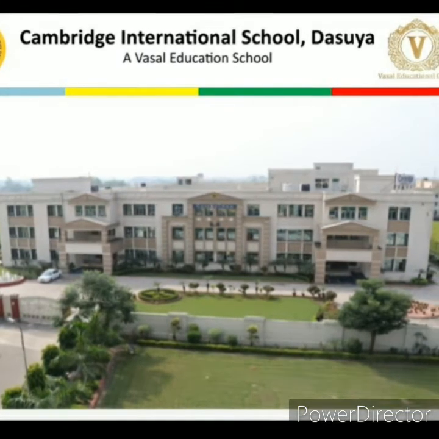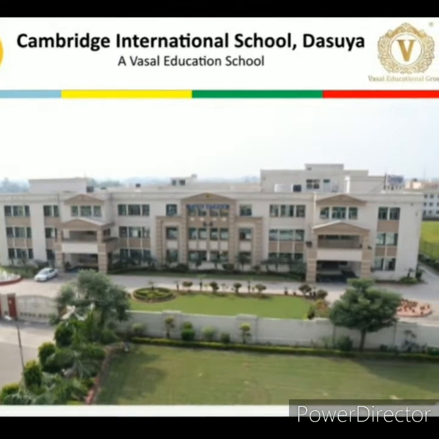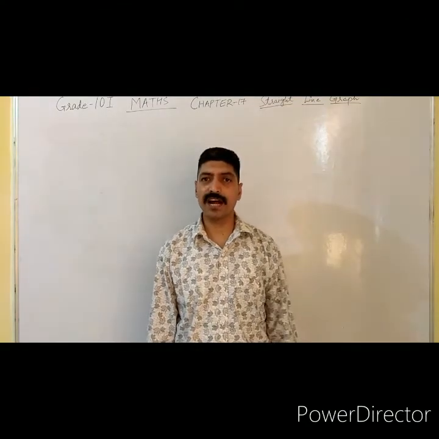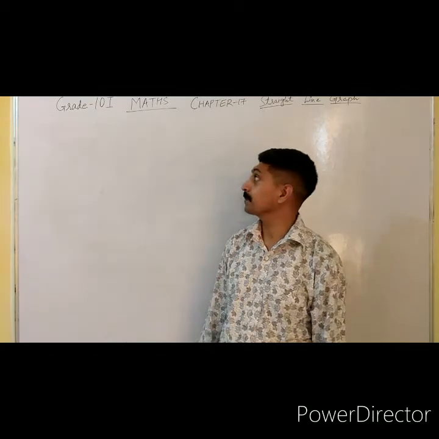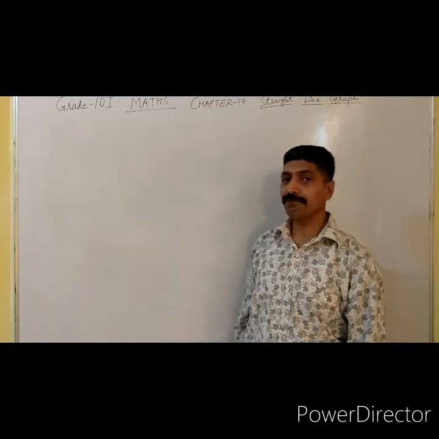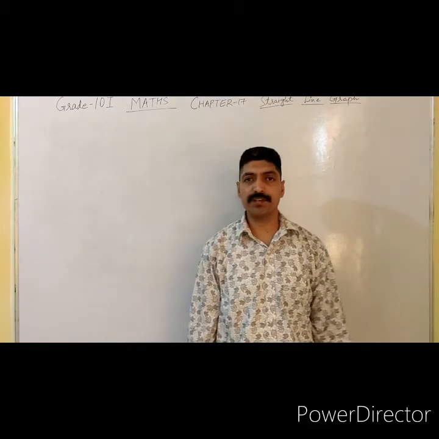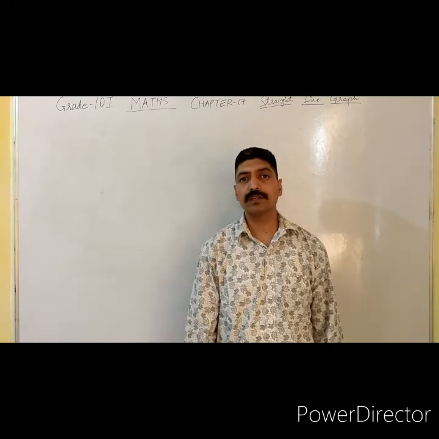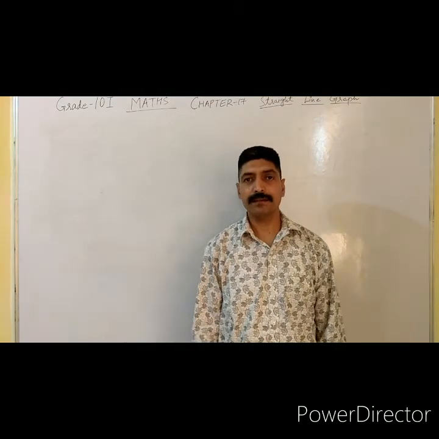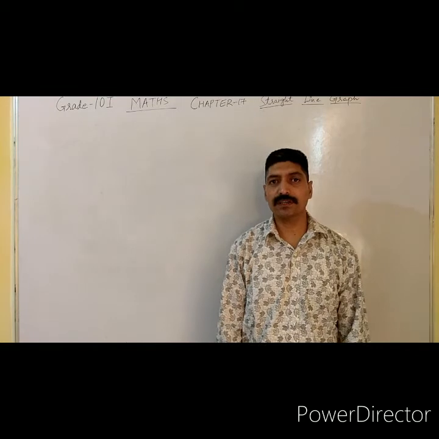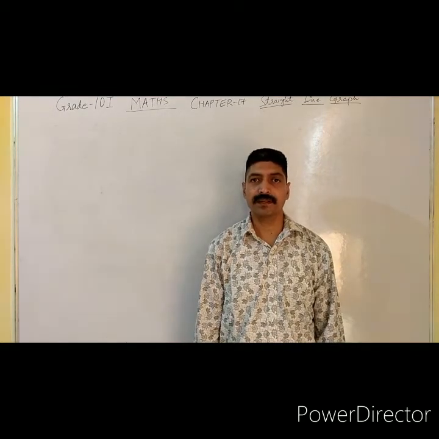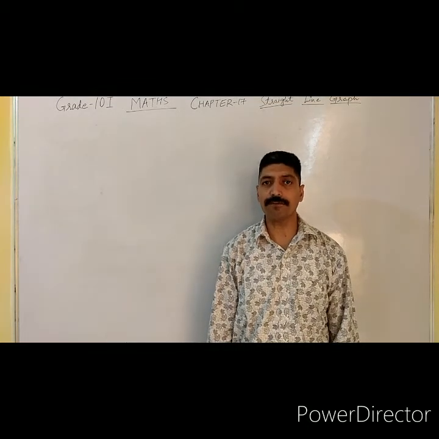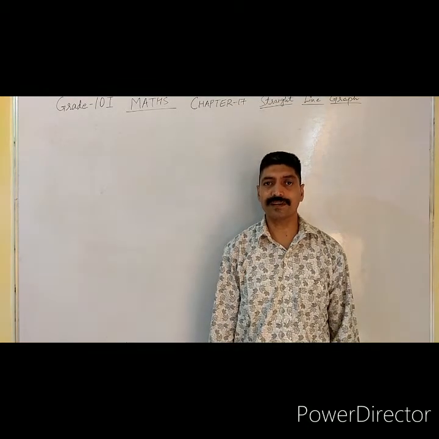Today we will discuss chapter number 17, the straight line graph. Dear students, today we will start with chapter number 17. Before starting, yesterday we discussed the Cartesian plane, the equation of a straight line, and the slope of the straight line, which is called the gradient.